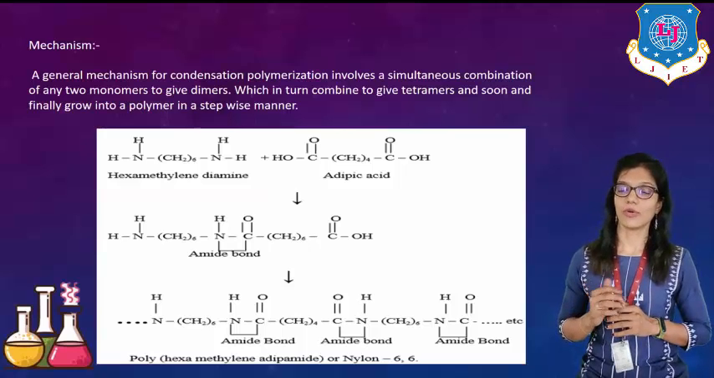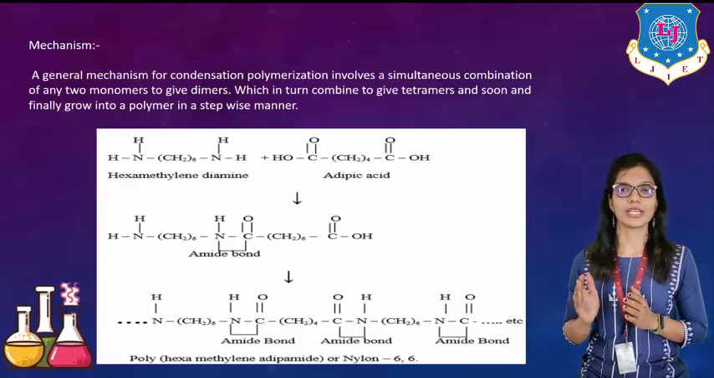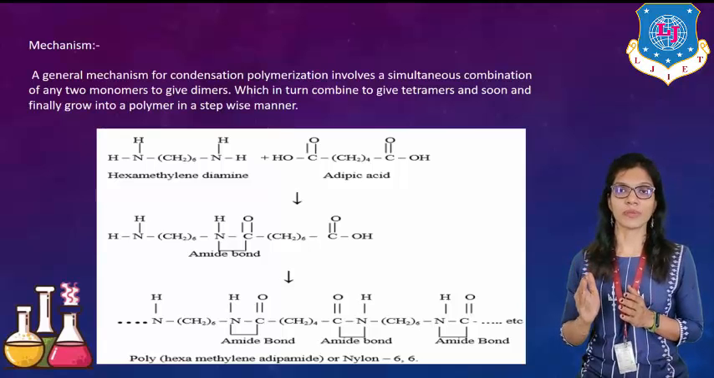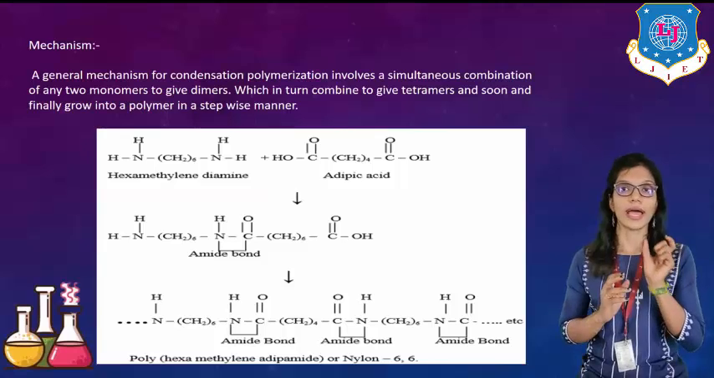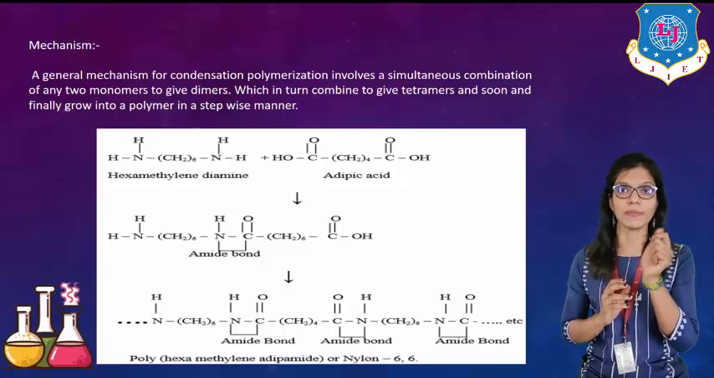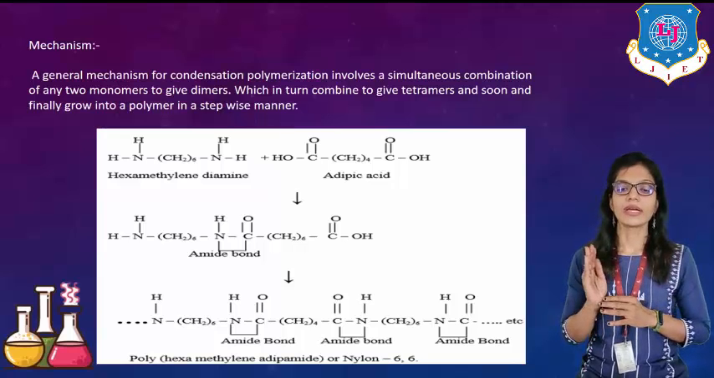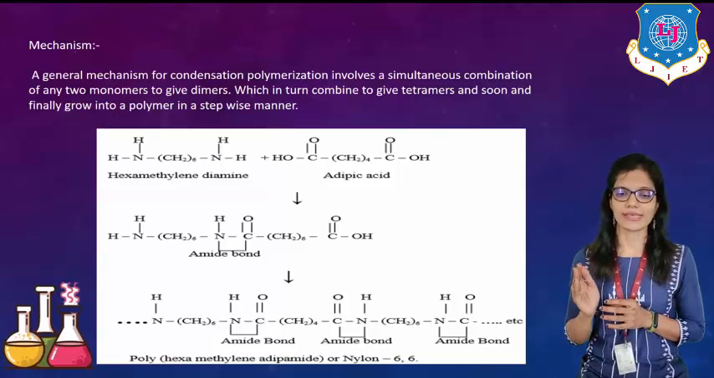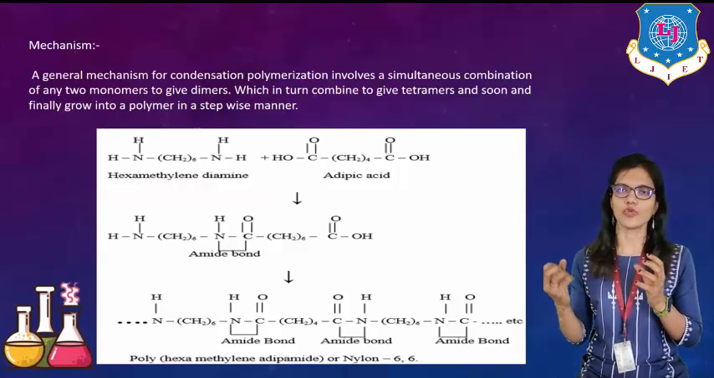Another monomer is adipic acid. So we can take a look here that it contains a structure which is COOH, single bond CH2, containing 4 methylene groups, and again a COOH group. Both of these combine together, and an amide bond formation occurs between the amine group of the hexamethylene diamine and the COOH group of adipic acid. Both of them form an amide bond and the whole chain continues to form.